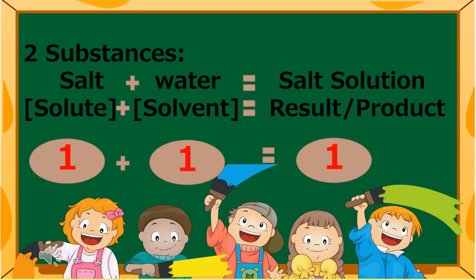Now observe the numbers below. 1 plus 1 equals 1. What does it mean? Meaning, in solution, one substance added to another substance become one substance, or two or more substances mixed together become one, that is solution. Did you understand? Did you get it, class?